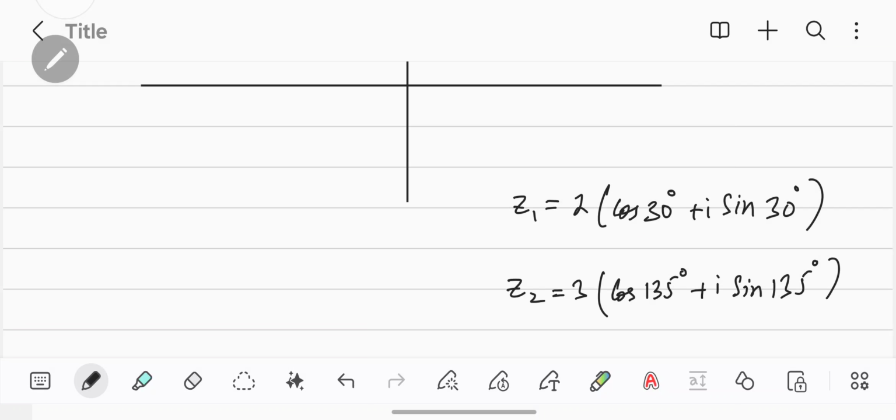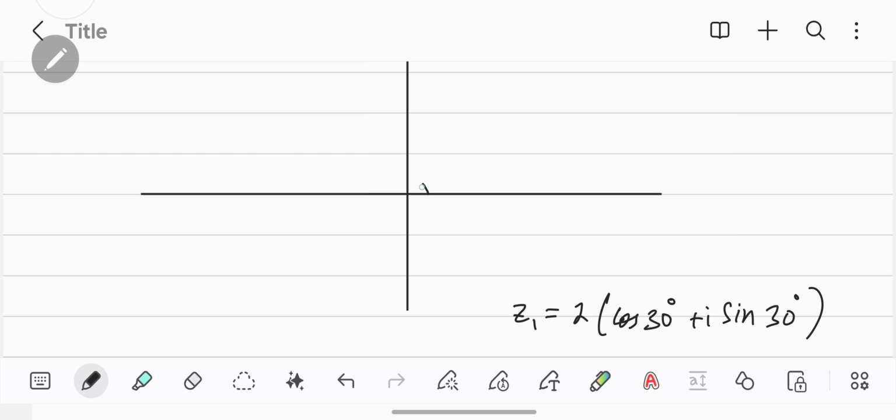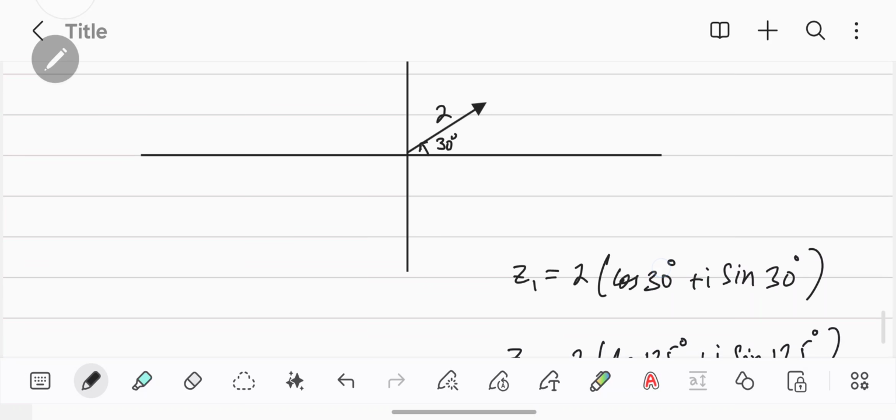So our first complex number has radius 2 and angle theta 30 degrees. So first of all, I will make an angle of 30 degrees and then I will draw a vector of length 2. So at a 30-degree angle, I have drawn a vector of length 2. So that means this is my Z1.